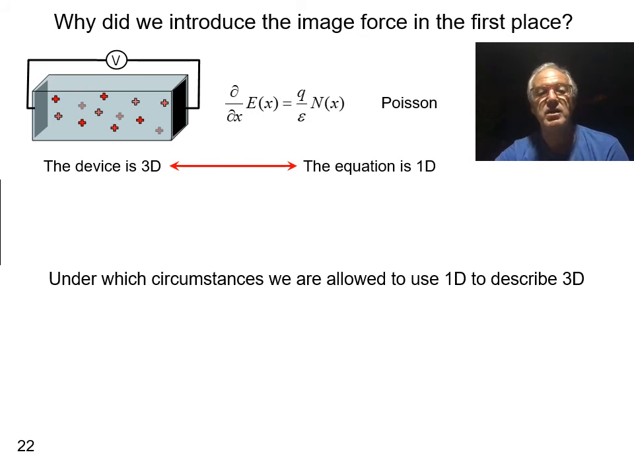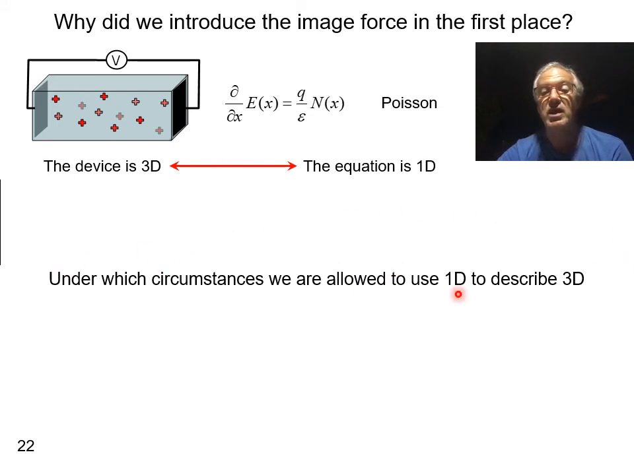So why did we introduce that correction? As I said, we have basically all the equations, and really to look for the reason, you need to look again at this picture and see that we are really solving a three-dimensional device using a 1D equation. And we need to ask ourselves, is it okay to use a 1D to describe the 3D problem?